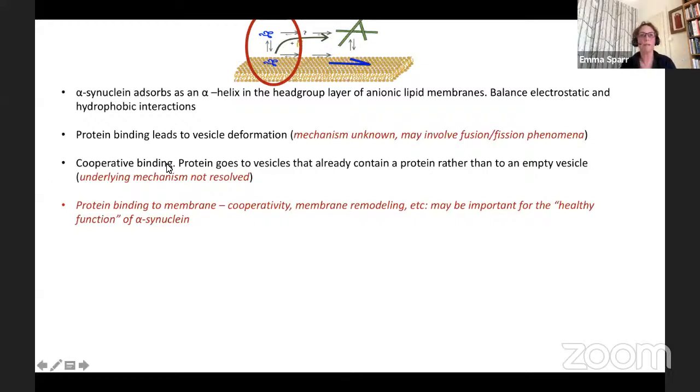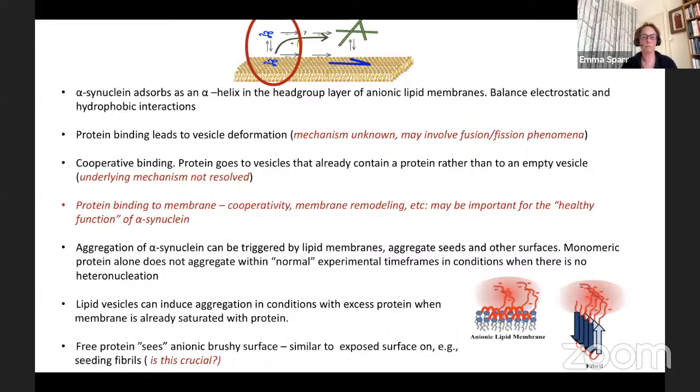So to sum this up, we know how the protein binds to the membrane. When it binds, it changes its own behavior, going from an unstructured random coil protein to a helix, but it also changes the membrane. It penetrates slightly into the interface and it causes vesicle deformation. And we also saw these interesting phenomena of the cooperative binding. And these things may actually be important for other functions of this protein.